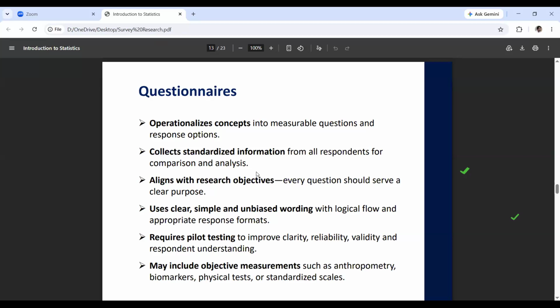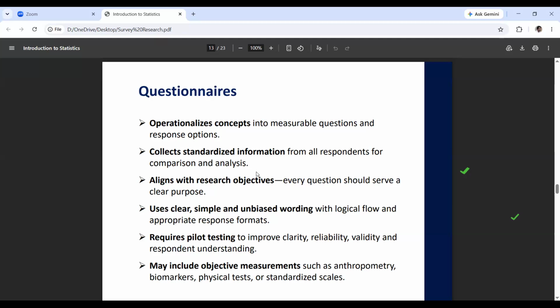Use clear, simple, unbiased wordings. Questions should not be double barreled और negative way में पूछा जाना नहीं चाहिए. एक साथ दो questions आप मत पूछिए, है ना. Then you should also avoid leading questions. Most important, you must conduct pilot testing of your questionnaire.